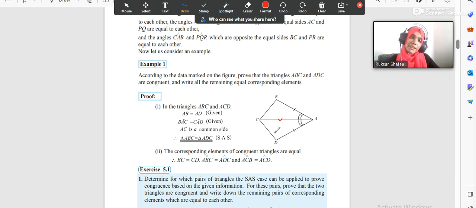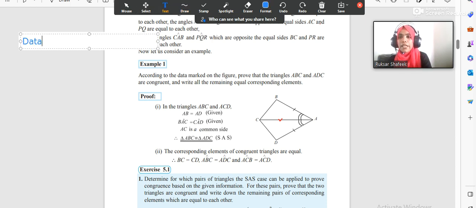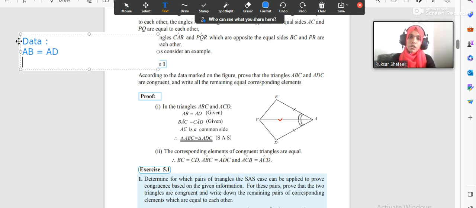One of the best practices when starting off with these proving questions is to first write the data. We're going to write 3 things. First we write the data, all the data that they've given. For this question I'm going to write AB is equal to AD, because that's given in the question itself, and they've also told us about the angles being equal. So I can also write angle BAC is equal to angle CAD, and that's all data.